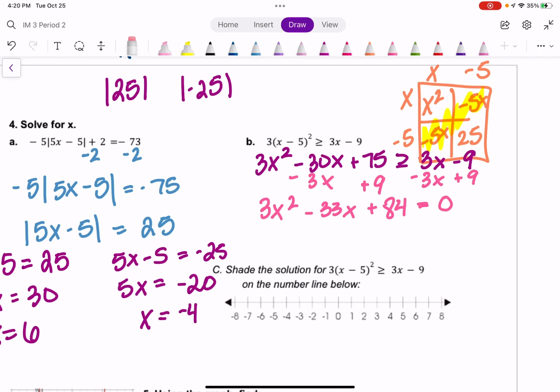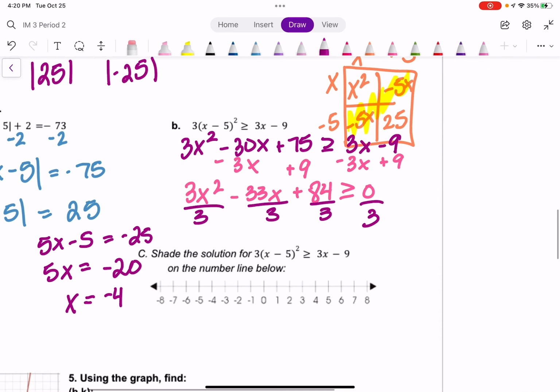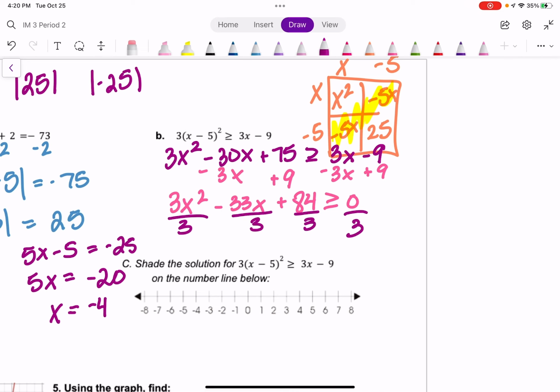Oops, that shouldn't be an equal to, that should be a greater than. Okay, one thing I noticed, right now this looks kind of hard to factor because of our 3x squared. But all of these have a factor of 3 in it, so we can divide each term here by 3. That'll simplify our equation just a little bit, so it's easier to factor.